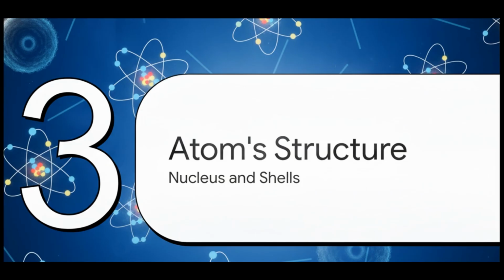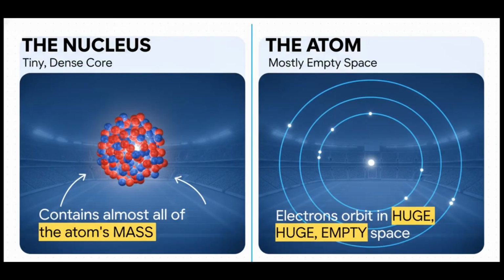How is all of this actually arranged in space? This is where the scale of things gets totally crazy. Picture a massive, packed football stadium. Now, put a single little marble right on the 50-yard line. That marble, that's your nucleus. It is incredibly tiny, yet it holds almost all of the atom's mass. The vast, empty space making up the rest of the stadium, that's the electron shells, where those lightweight electrons zoom around. The atom is literally mostly just empty space.